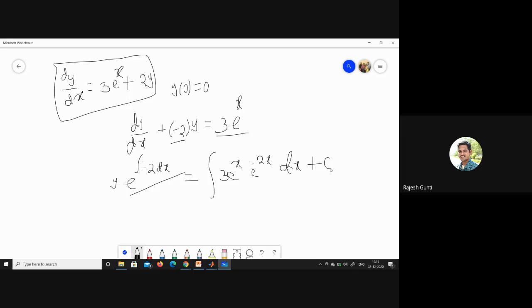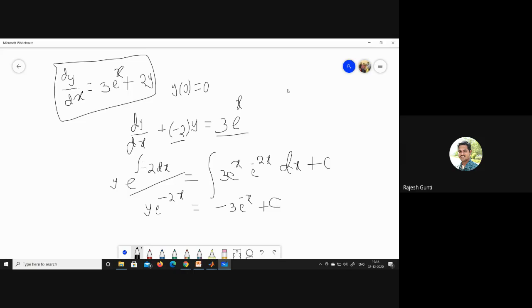So what is y? Now y is nothing but y into e power minus 2x. Actually I need the value, I will do later: 3 into e power minus x. The integration of 3 into e power minus x is minus 3 e power minus x. Any corrections? Let me know. The integral of e power minus x is minus e power minus x. So finally I have a solution.